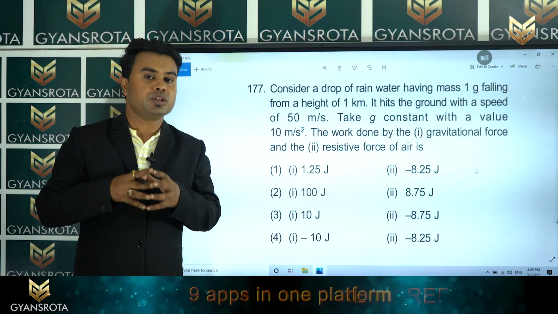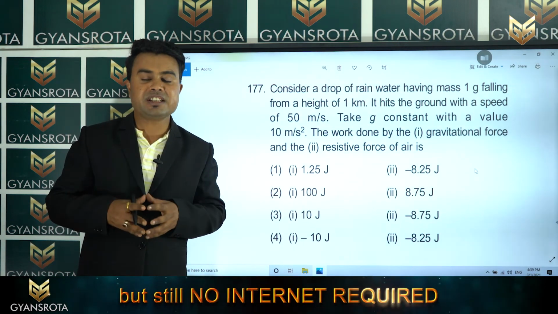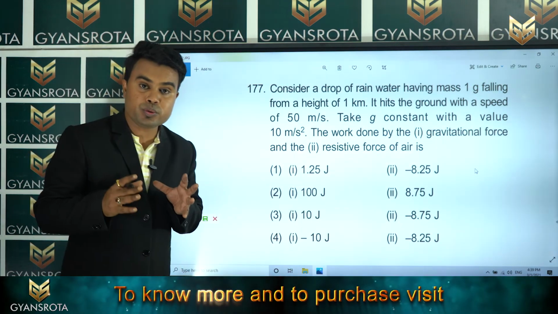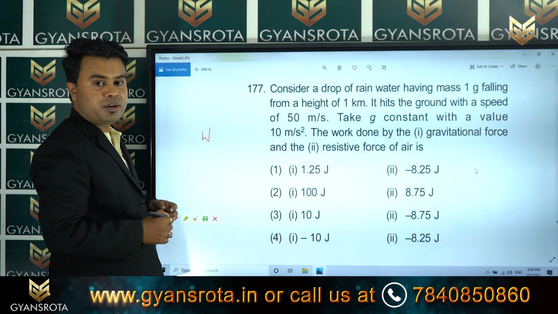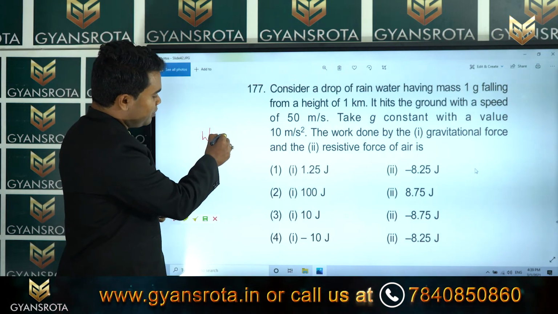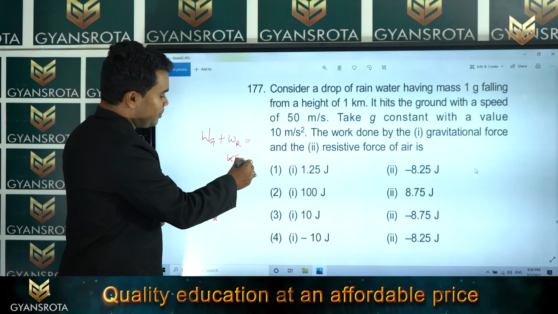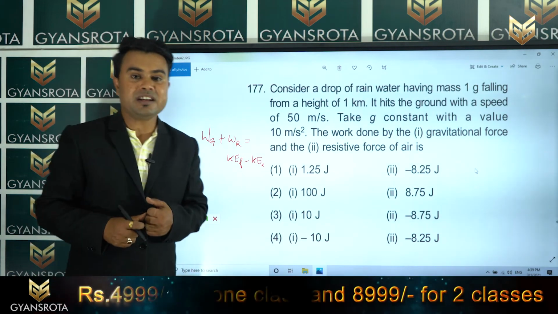As we know, the total work done by a body is the change in its kinetic energy. So, what you are going to do? You are going to do it in this way. Work done by the gravitational force plus work done by the rain is equal to the final kinetic energy minus the initial kinetic energy. That is your change in kinetic energy.